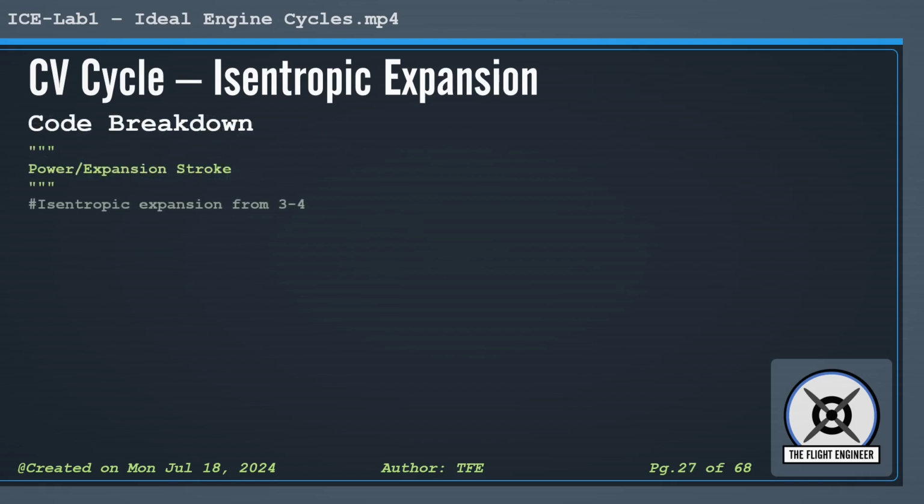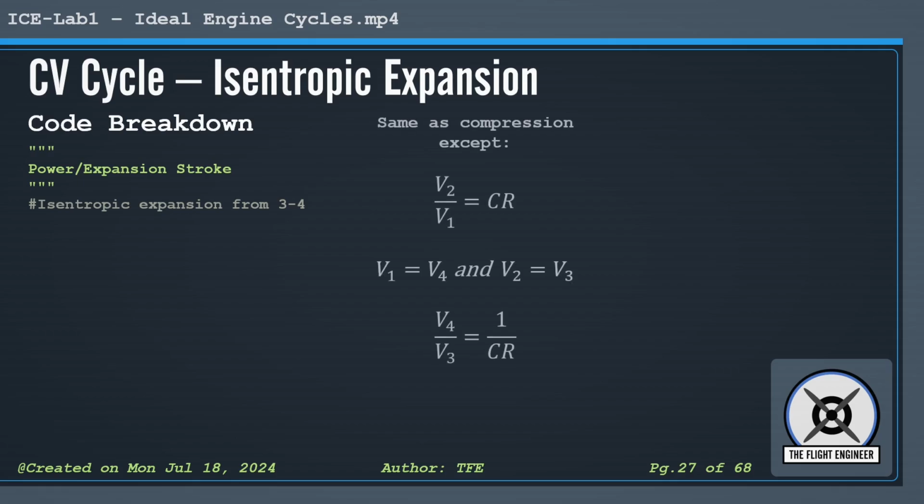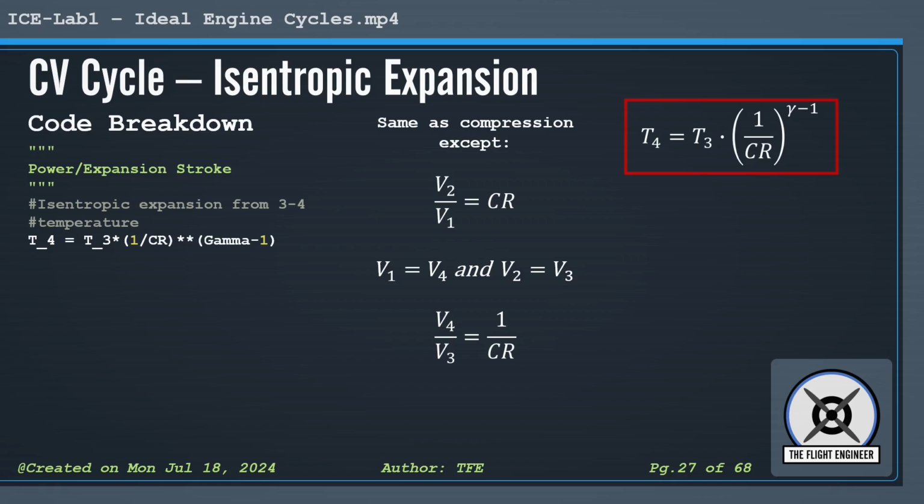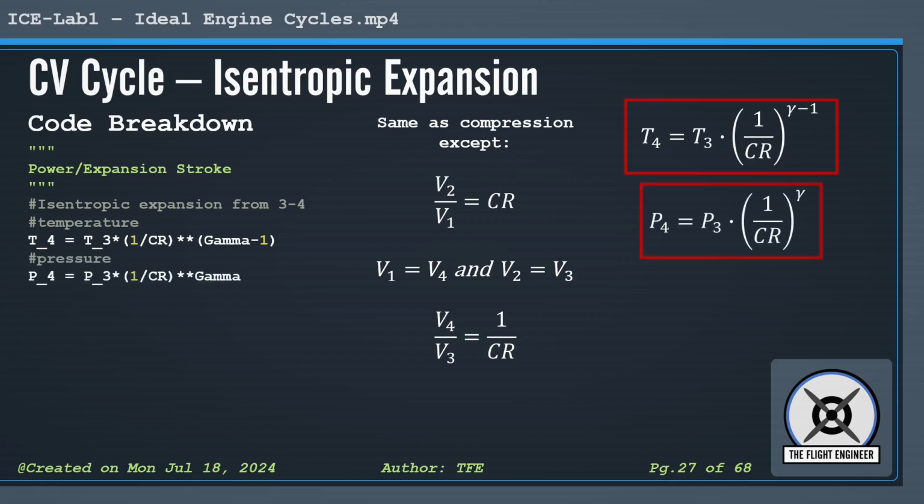The temperature and pressure equations here are going to look very similar to those used in the compression stroke from 1 to 2, with one simple addition. In short, the expansion stroke is the inverse of the compression stroke from a volume perspective, so instead of using compression ratio in the isentropic state equations, we're going to use the inverse, or 1 over the compression ratio. Otherwise, the calculations here are the same. We calculate temperature first, then pressure. Finally, volume at 4 is equal to the volume at 1 as we have returned to bottom dead center.